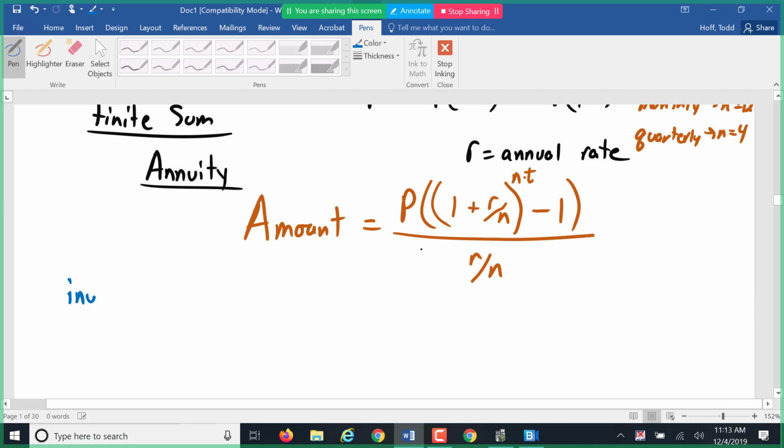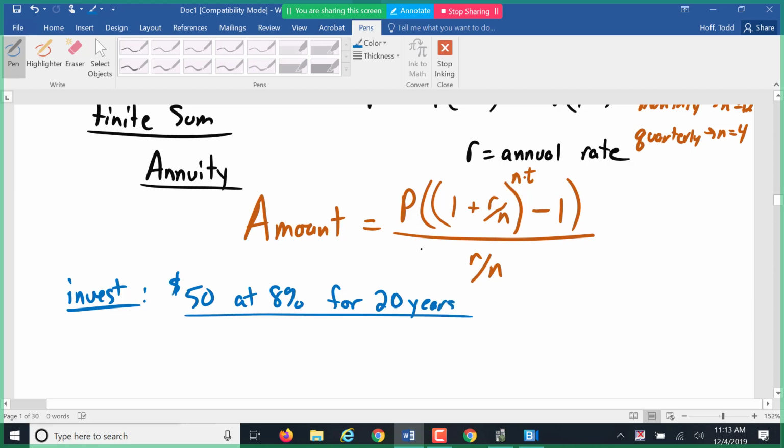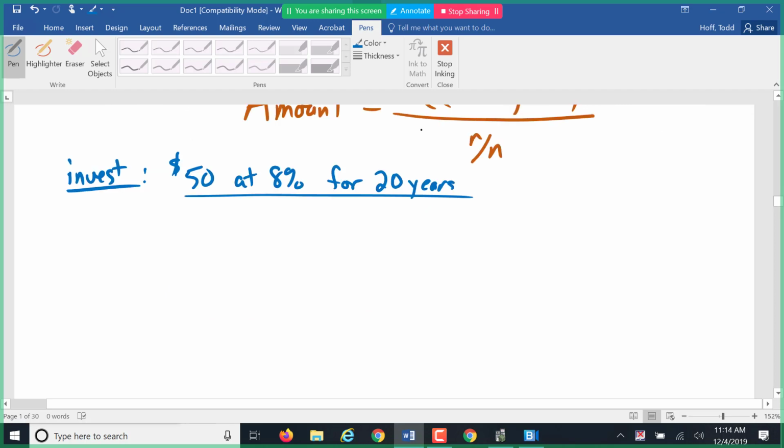if you invest $50 a month at 8% for 20 years. Now, most of you are pretty young, so you've got way more than 20 years ahead of you for retirement. But let's just take a look at what would happen if you did $50 a month at 8%. So that's going to be 50 times, we do have to have two sets of parentheses here.